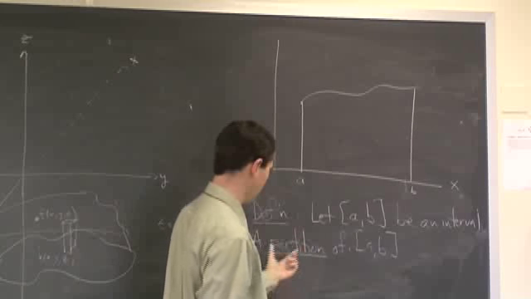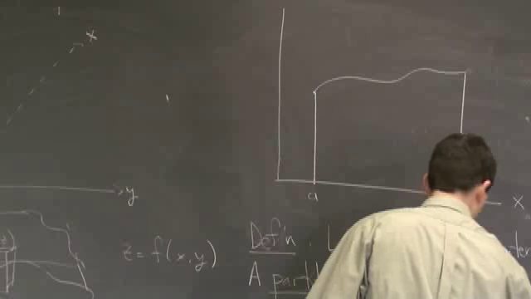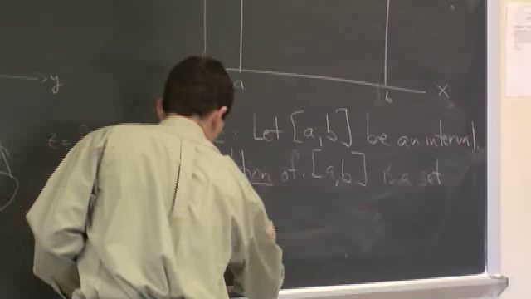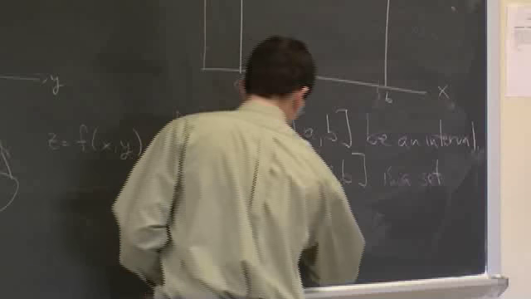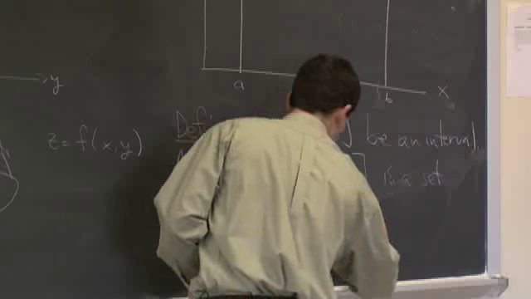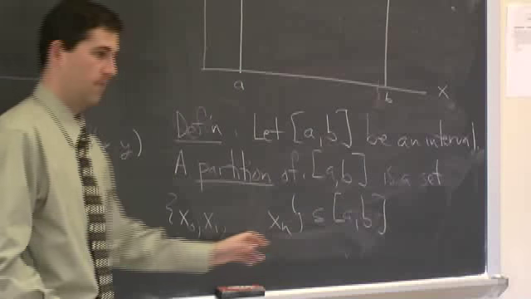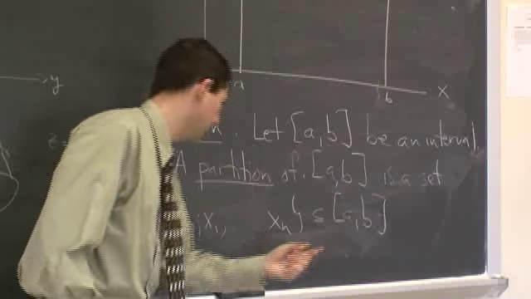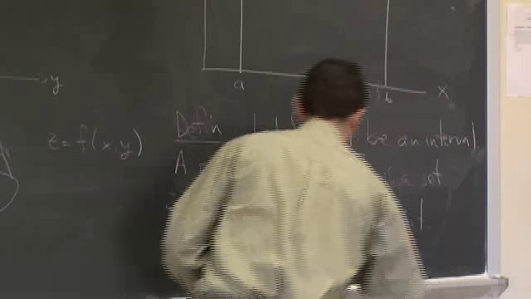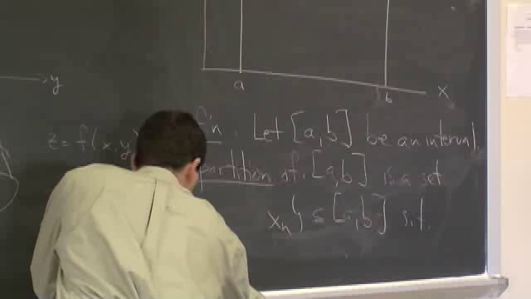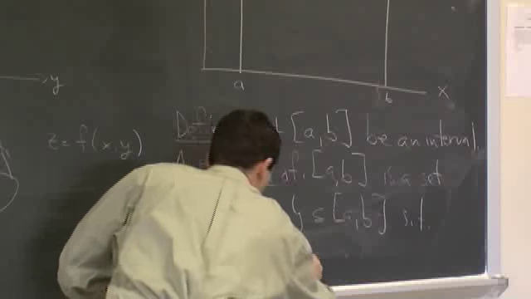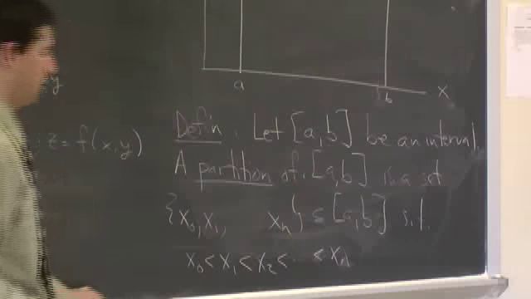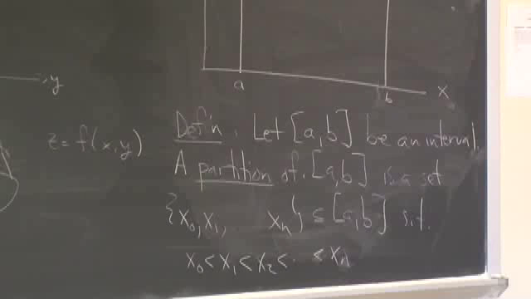So the way I'm going to write this, a partition of AB is a set x0, x1, up to xn, which should be a subset of this interval. So all these are a bunch of real numbers, and they're all contained in this interval. This little symbol here means is a subset of. They're all in the interval, such that x0 is less than x1, is less than x2, is less than xn.